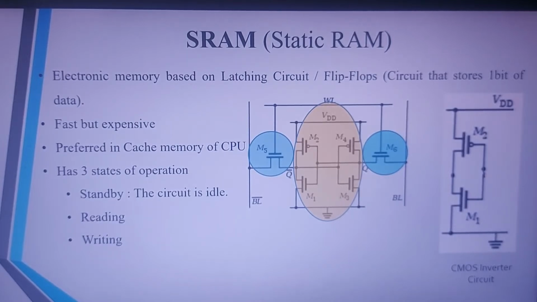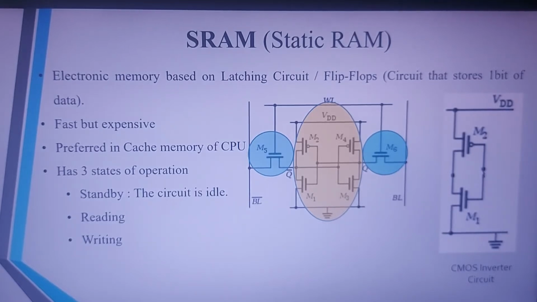If you closely observe, the cross coupled latches use CMOS technology, that is, complementary metal oxide semiconductor transistors. So they will be operating in a complementary format. M4 and M3 are one pair, and M1 and M2 are one pair. So they are complementary circuits.